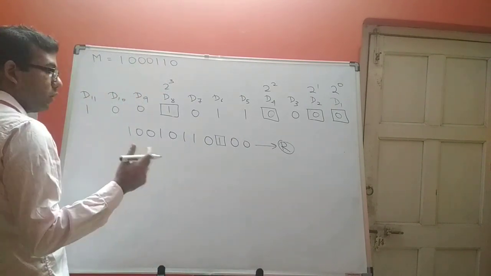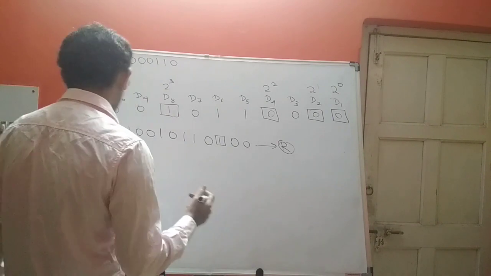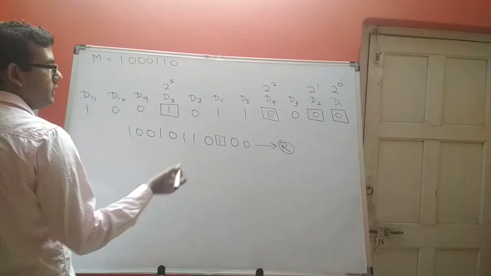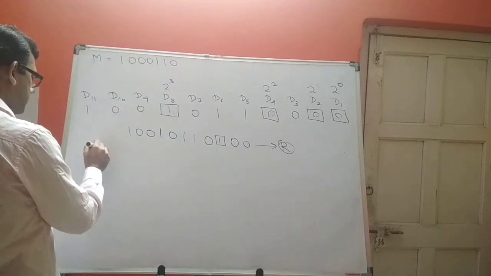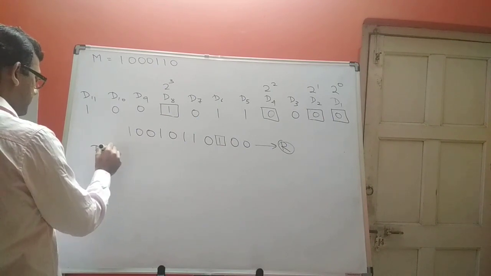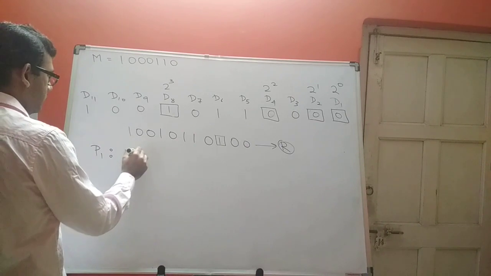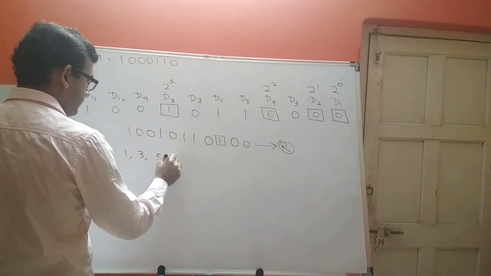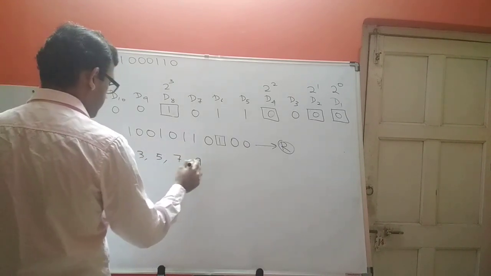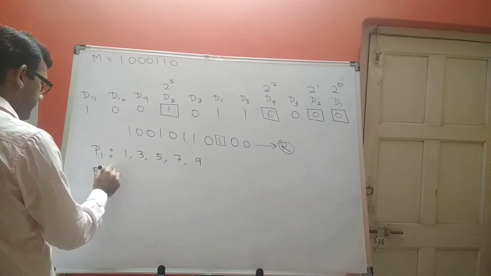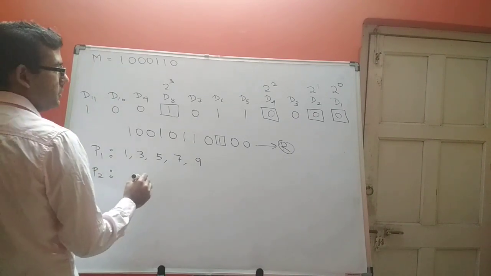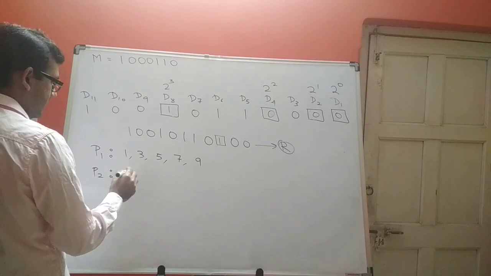Let's see what goes on at the receiving end. Okay. So we know that we have 4 parity bits. So parity bit P1 depends on positions 1, 3, 5, 7 and 9. Similarly, parity bit P2 depends on positions. What are the positions that P2 depends on?